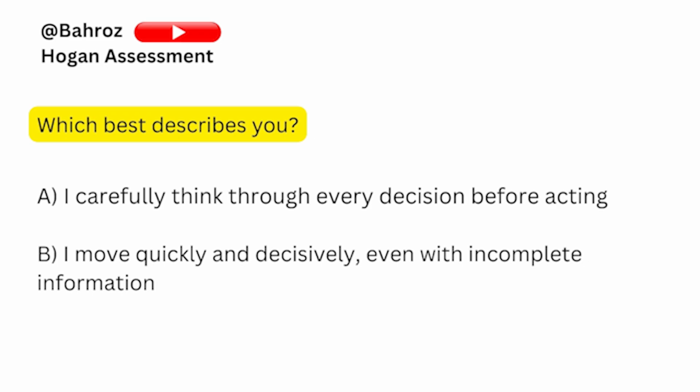Ask yourself which option is worse in the context of the role you are applying for. Option B, moving quickly with incomplete information, can sound like decisive leadership, but it can also signal impulsiveness or lack of diligence. Option A, careful thinking before acting, signals thoroughness and discipline. For most corporate and professional roles, especially anything involving risk, compliance, data, or client responsibility, option A is the stronger answer. It maps directly to high prudence, which companies value.